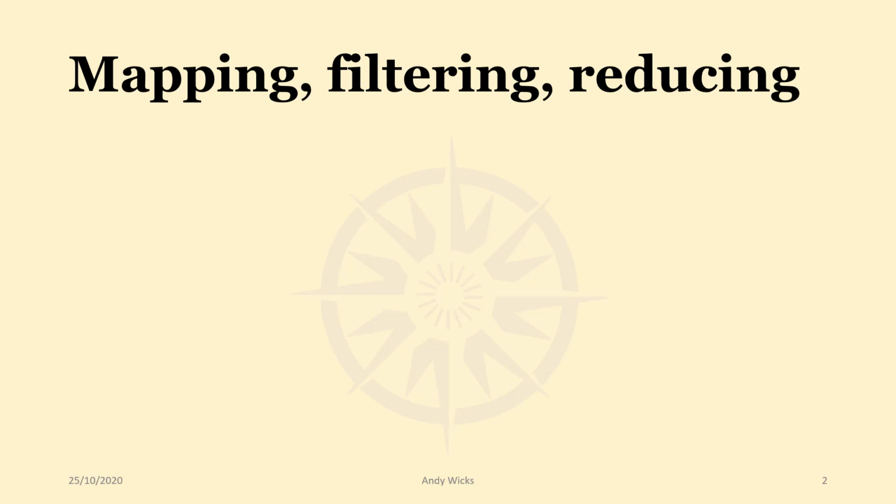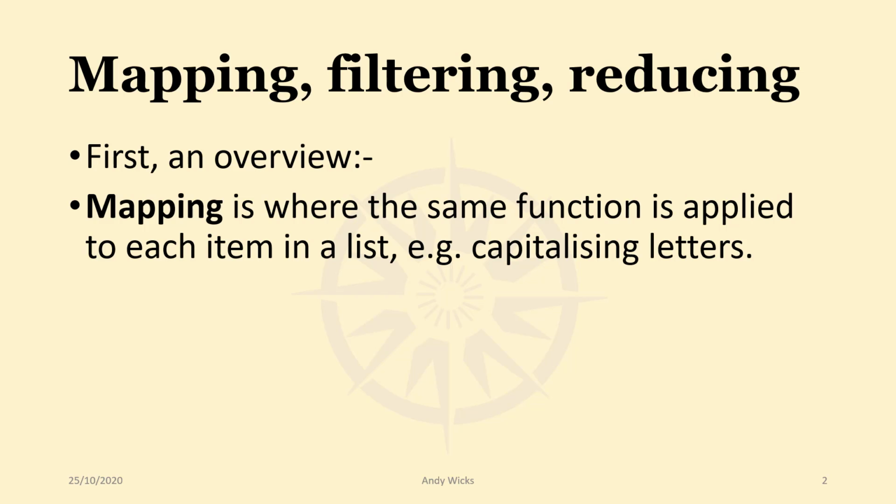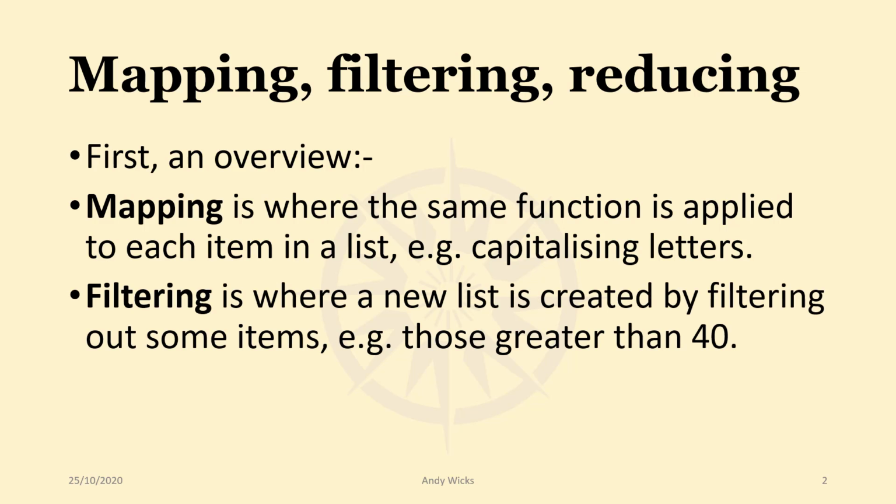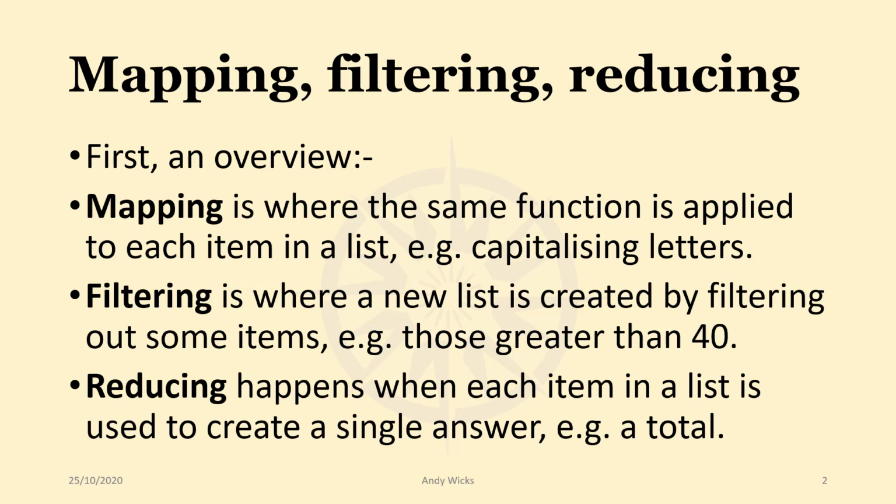So what are mapping, filtering and reducing? We're going to start with an overview. Mapping is where the same function is applied to each item in a list. For example, capitalizing letters, or squaring each number in a list. Filtering is where a new list is created by filtering out some items. For example, we might have a list of grades and we want to filter out those that are greater than 40.